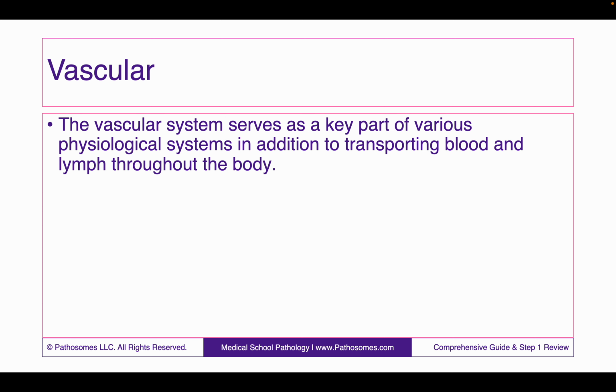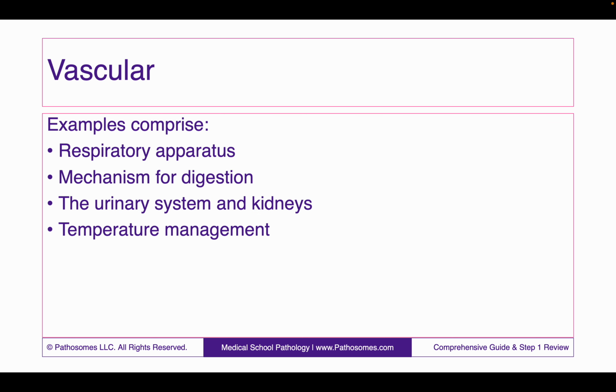The vascular system serves as a key part of various physiological systems, in addition to transporting blood and lymph throughout the body. What are some of those systems, you say? Well, blood pressure regulation is a big one. The coagulation cascade is a big one, right? So there are these other systems. Examples comprise the respiratory apparatus, the mechanism for digestion, the urinary system and kidneys, even temperature management.